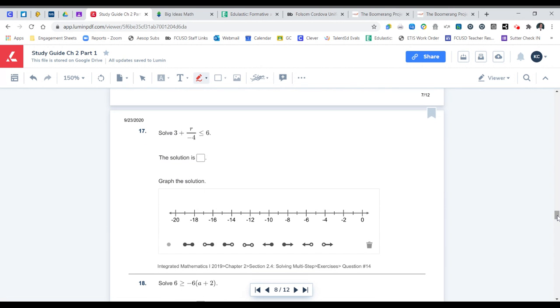Number 17, subtract the 3 first. Get r over -4 is less than or equal to 3. Multiply by -4 on both sides. And when I multiply by the negative, circle that sign right there. r is going to end up on the greater than or equal to side of -12. So that means solid dot here and arrow to the right.